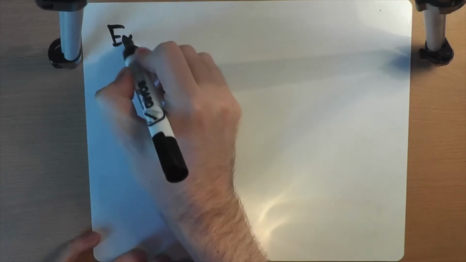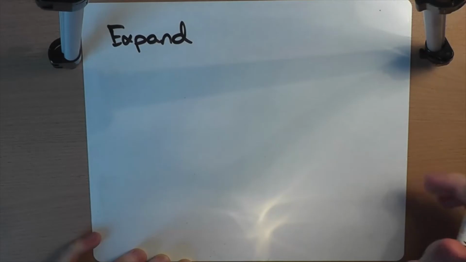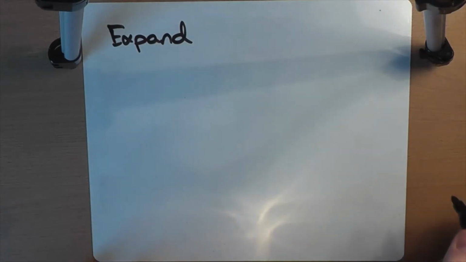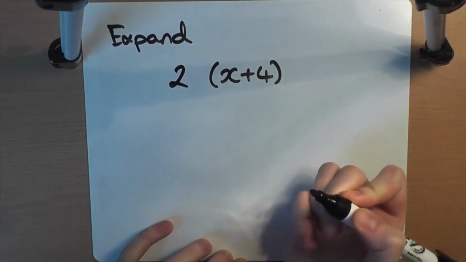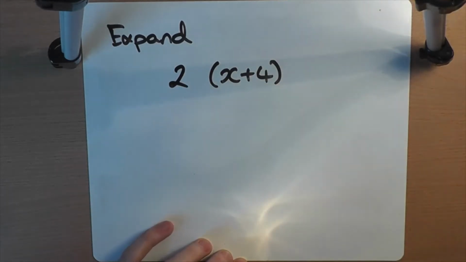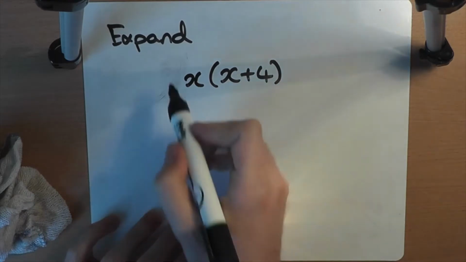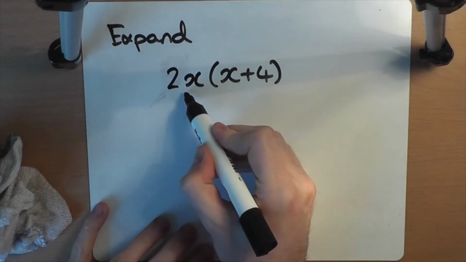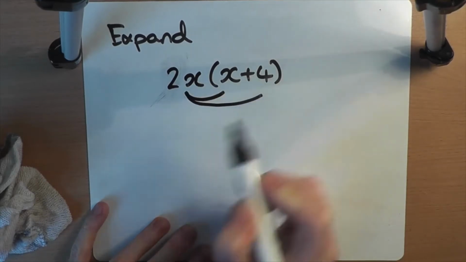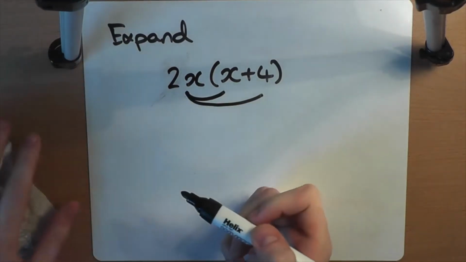Now, so far, when we've looked at one of our keywords, expand, we've only ever looked at having one thing on the outside of the brackets. It could be that that was a number, or it could be that that was a letter, or in fact it could be that we had both. And in any case, it's been whatever is on the outside of the bracket times each of the things inside the bracket in turn. 2x times x in this case, and then 2x times the plus 4.